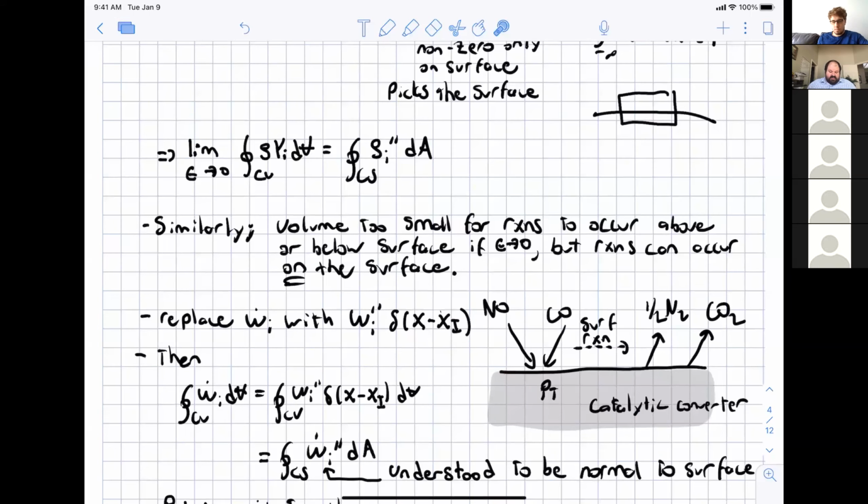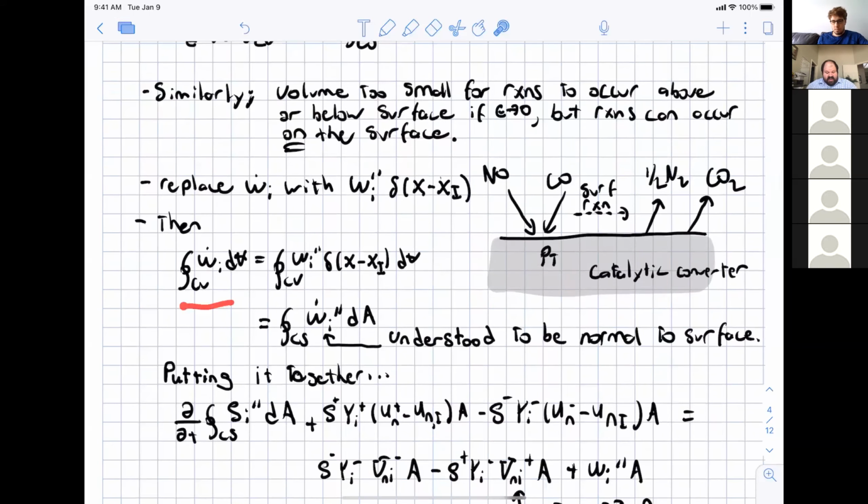So we apply the exact same game and turn the volumetric reactions into a surface integral of just the surface reactions. Note that since these are technically a flux, the mass flow produced by a surface reaction is understood to be normal to the surface. Okay, so are there any questions with that?